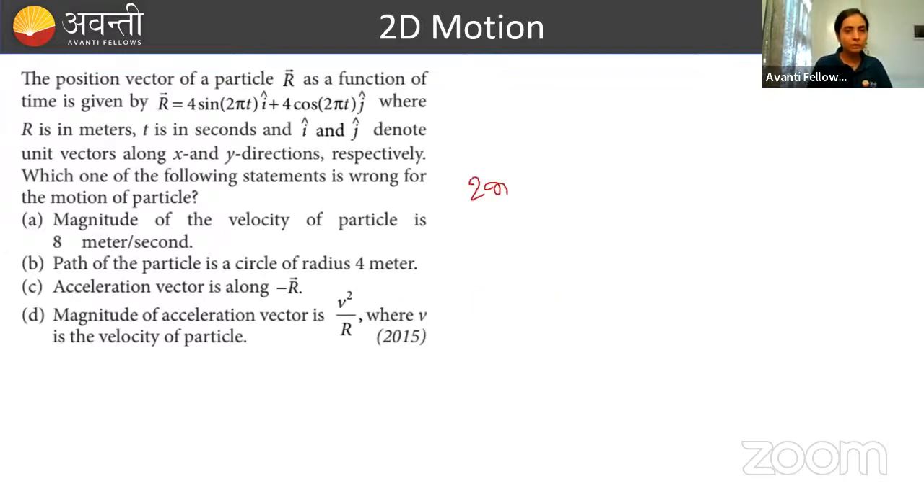Do this question. For this question, I'm giving you 2 minutes. This is a good question, but again, very easy. You can easily solve it. So take your 2 minutes of time. Try understanding the question. Okay, do it.